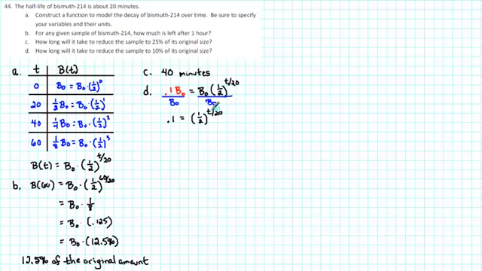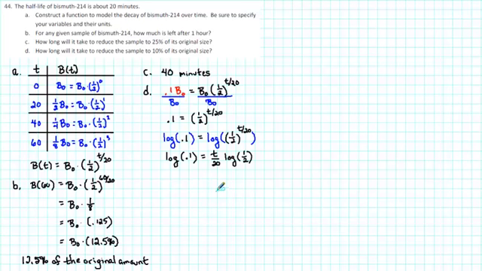T is in the exponent, so to solve for T, we can use logarithms. Let's take the logarithm of both sides. I'll use a common logarithm. On the right-hand side, we can use the property of logarithms that says that the logarithm of a power is equal to the exponent of the power times the logarithm of the base. So we'll have logarithm of 0.1 is equal to T over 20 times the logarithm of 1/2.